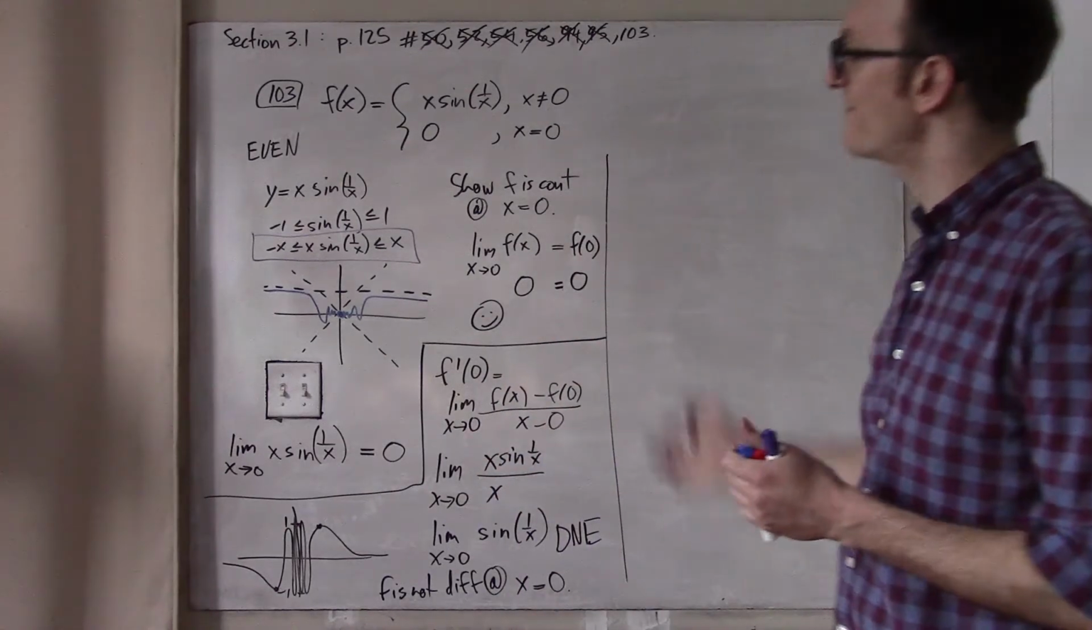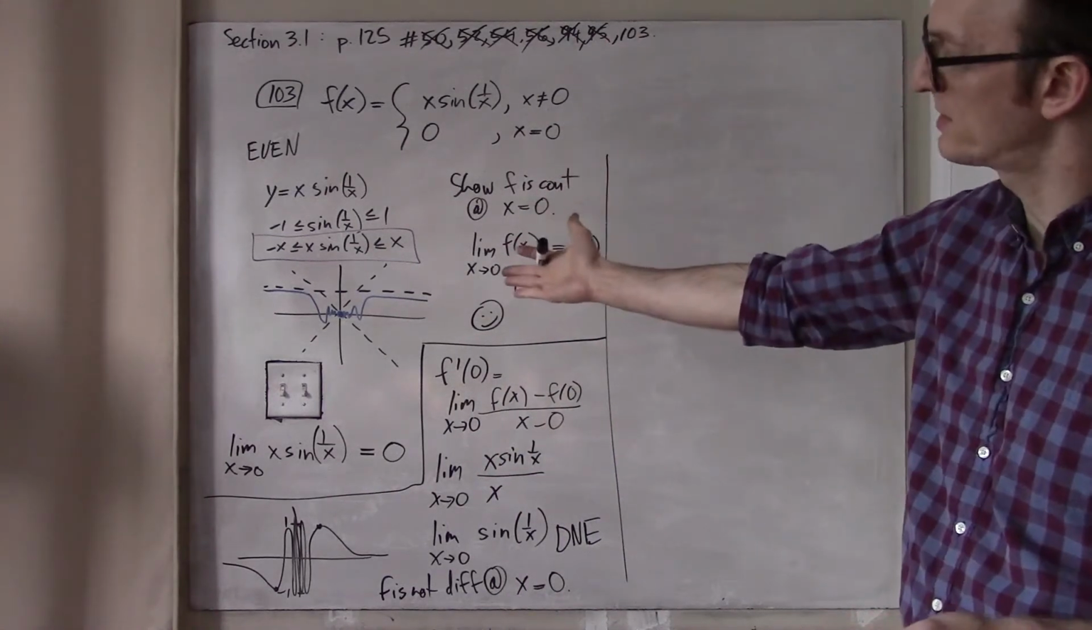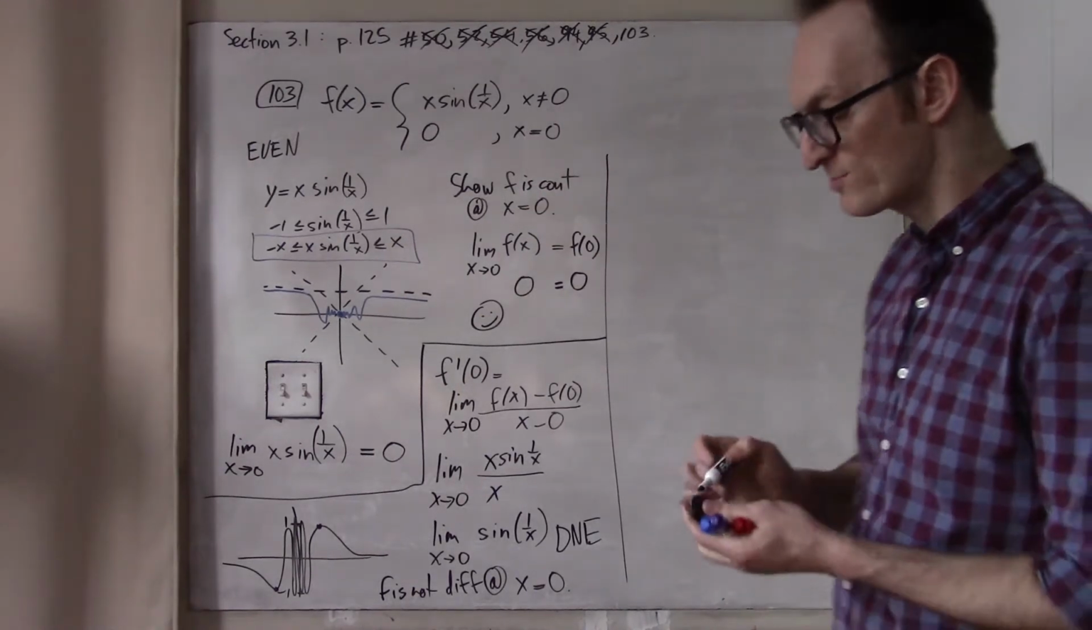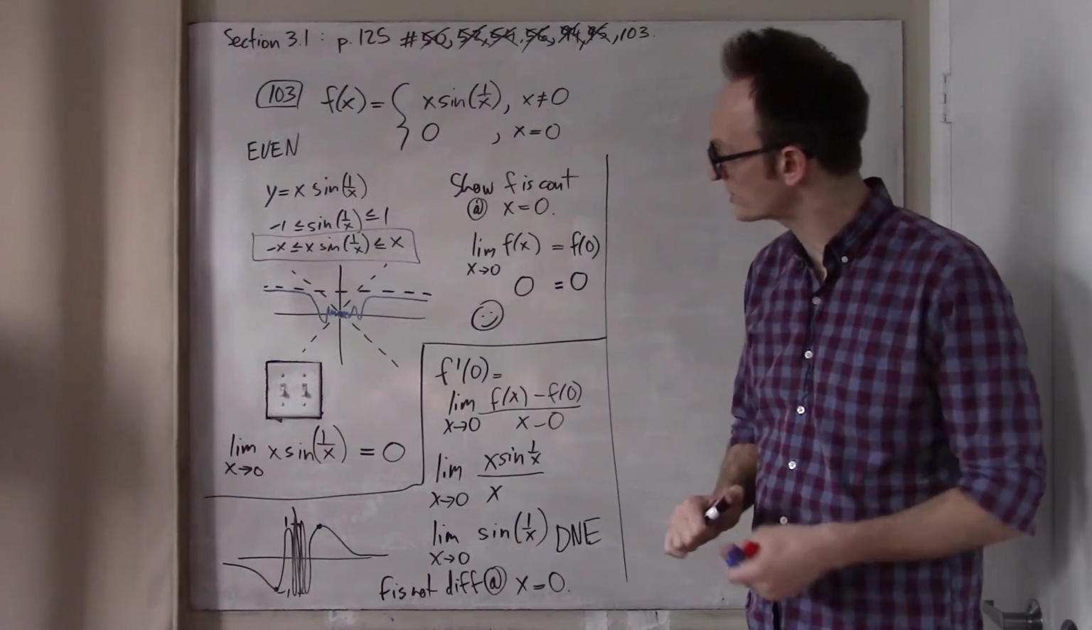Okay, so here we have a function which is continuous at 0, but not differentiable there. And, on some sort of deep level, why is this function not differentiable?